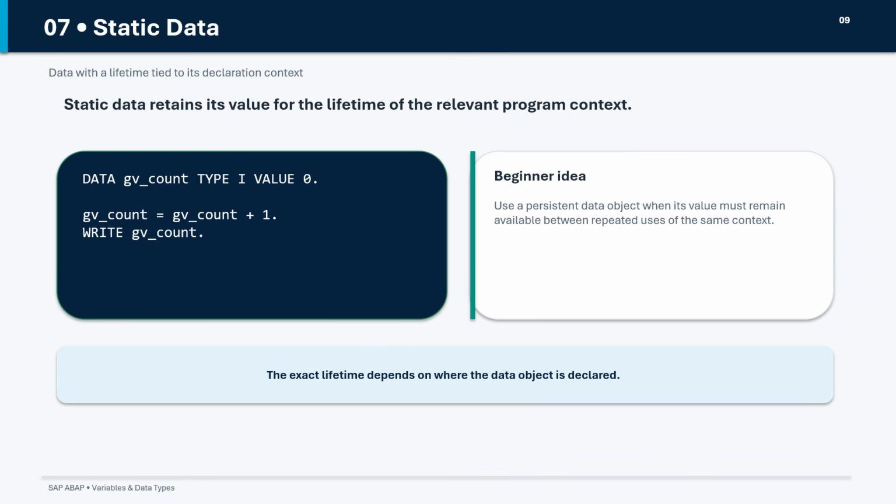Static data: its life cycle is the entire program only. I mean, static variables cannot be used in any other program, only in that particular program, where we declare variables and assign values. Here we can see we use a persistent data object when its value must remain available between repeated uses of the same content. For example, here you can see gv_count, which sometimes is incremented.